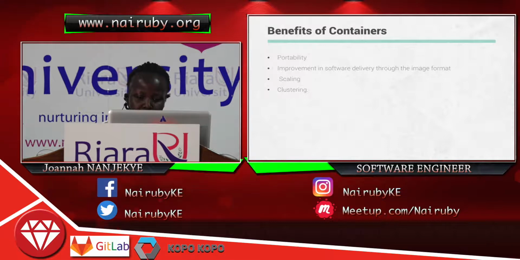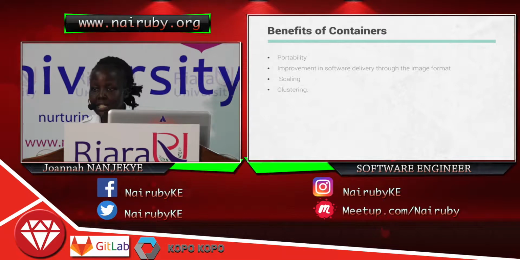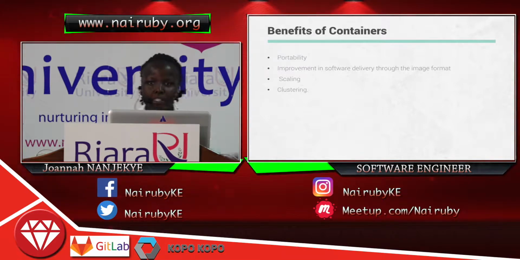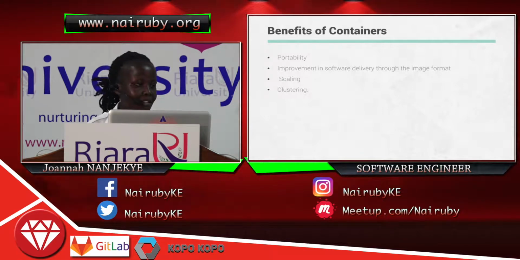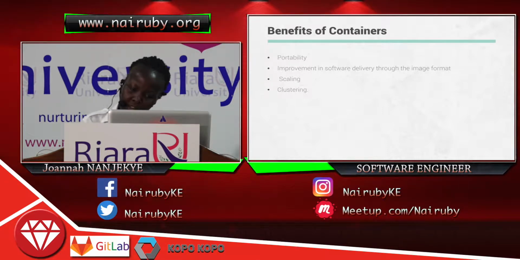But also, with containers, we can easily scale to meet our needs, traffic, and everything. Containers, on their own, may not automatically scale, but they give us the ingredients and the ease for us to scale later, automatically. Then we can also cluster our application if we use containers.